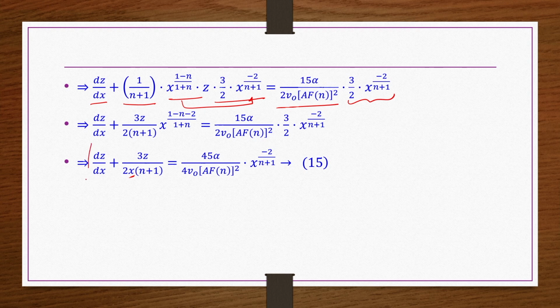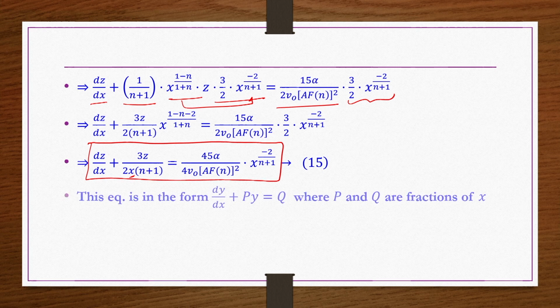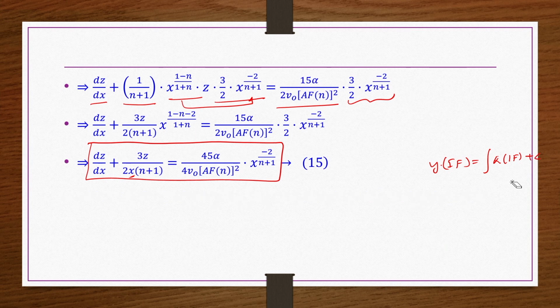So, now this is a differential equation which has the standard form dy by dx plus py equals q, where p and q are functions of x. So, the solution of this equation will become y multiplied by the integration factor equals the integral of q multiplied by the integration factor plus the integration constant. So, what is the integration factor? It is nothing but the exponential of the integral of p dx.